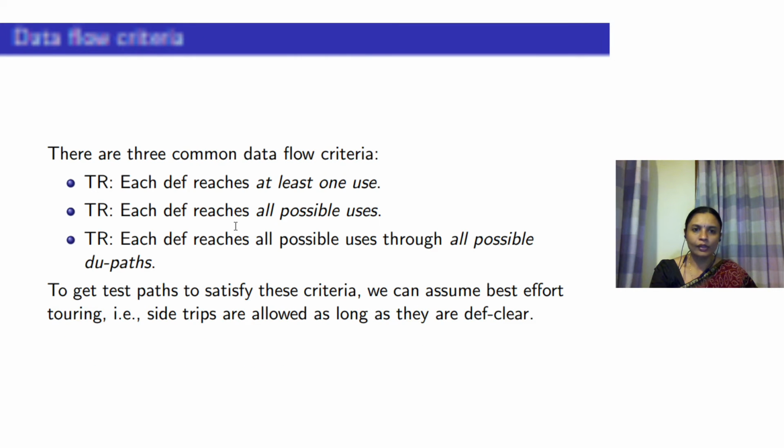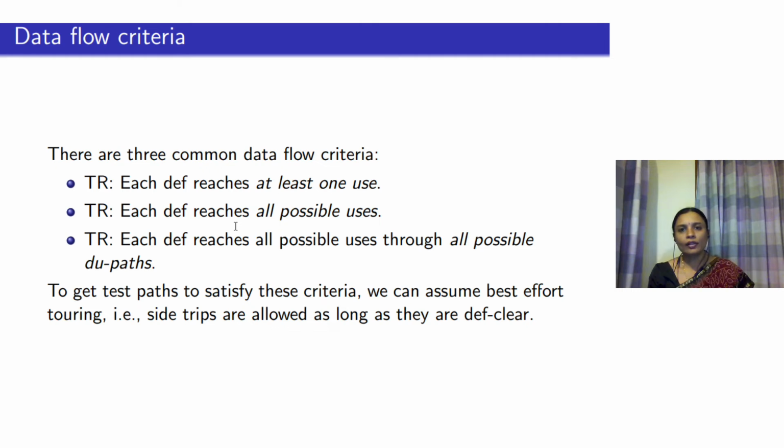This slide is a useful summary. Three kinds of data flow coverage criteria requirements. Every definition reaches at least one use. Every definition reaches all possible uses. But in the second case, I don't worry about which path I take. In the third case, I worry about that. I say every definition reaches all possible uses through all possible paths. That's the third test requirement. Is this clear? So let's go down.